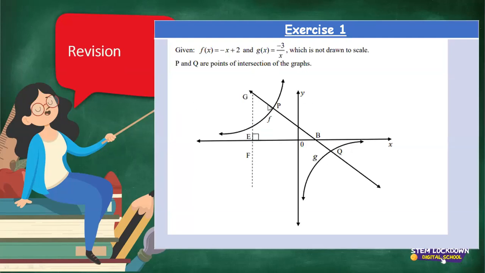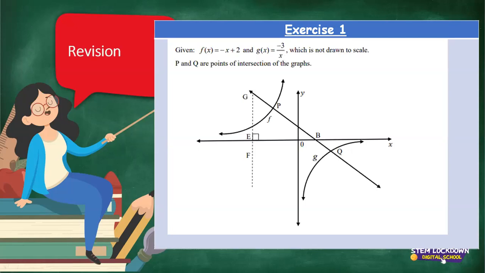How do you find the coordinates of P and Q? What is the coordinates of P and what is the coordinates of Q? How are you going to do that? So to find the coordinates of P and Q, what do we do? Because the two graphs are intersecting at P and Q. So all we need to do is to equate the two equations. We put these two equations together. We say negative x plus 2 is equal to minus 3 over x, because the points are intersecting.